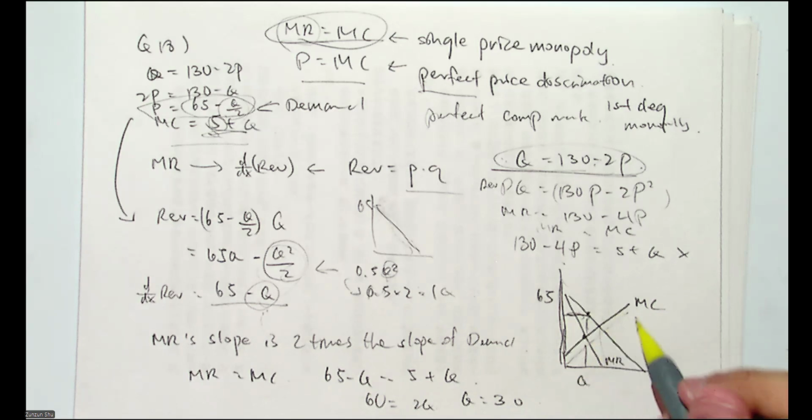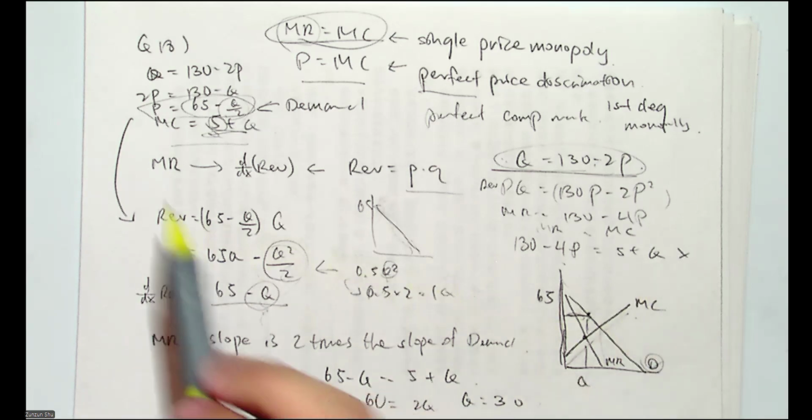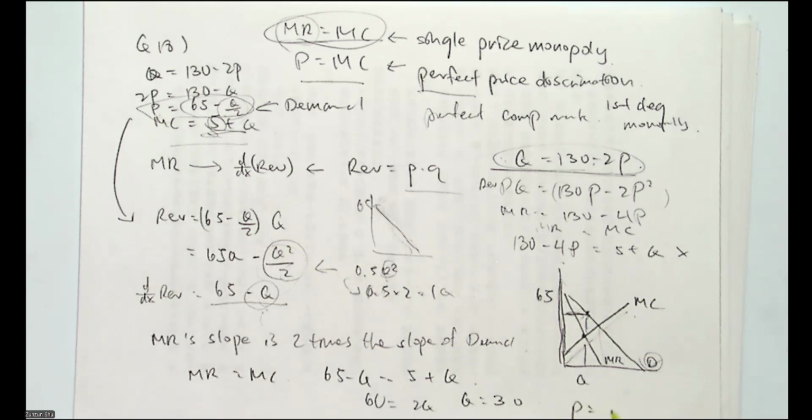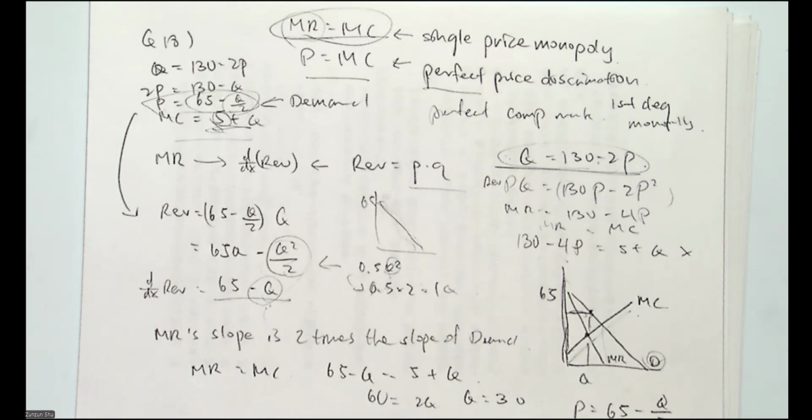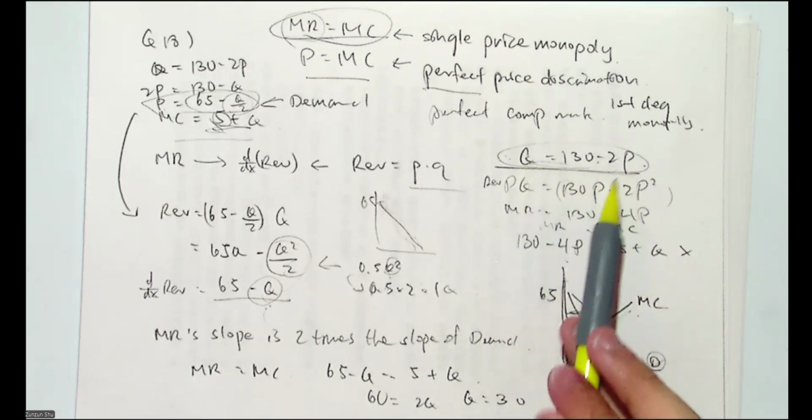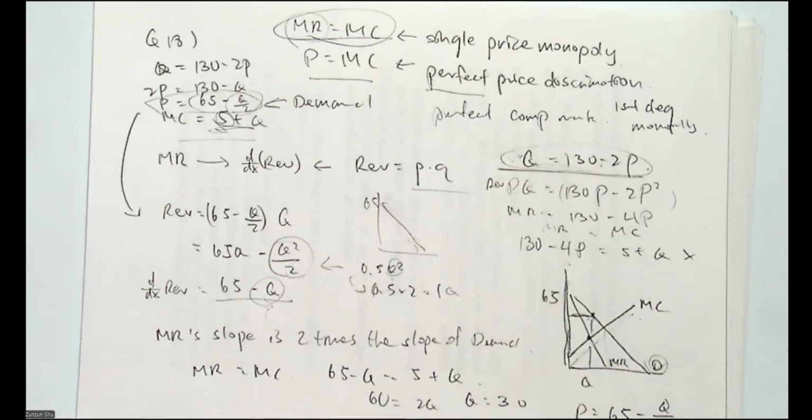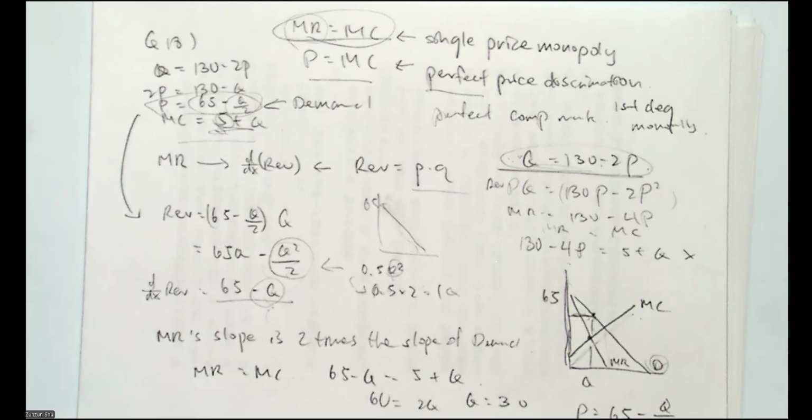All you need to do is plug it into the demand curve. You could either use P equals 65 minus Q over 2, and that's going to give you a price of P equals 65 minus 30 over 2, which is 15, so 50. Or you could also use this equation: 30 equals 130 minus 2P, P is going to be 50. So yeah, you got the price. That's question 18.